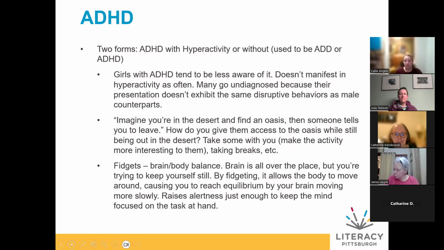It's a brain body balance. So when you're dealing with ADHD, your brain is all over the place. It is looking everywhere, seeking dopamine in whatever place it possibly can get it. By fidgeting, it allows the body to move around instead. And it helps you to reach an equilibrium where your brain can move a little bit more slowly because your body is moving more quickly. So it raises the alertness just enough so that you can keep your mind focused on whatever task is in front of you.